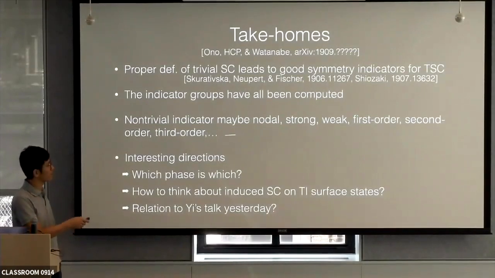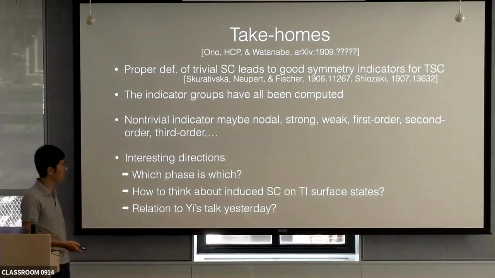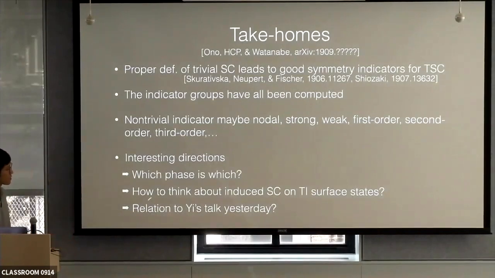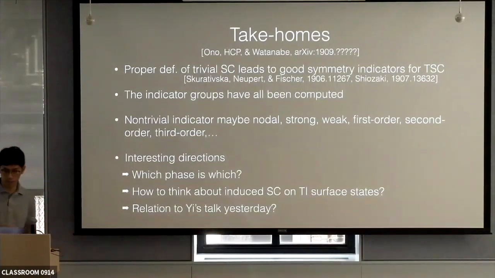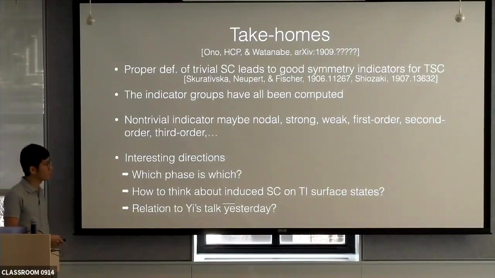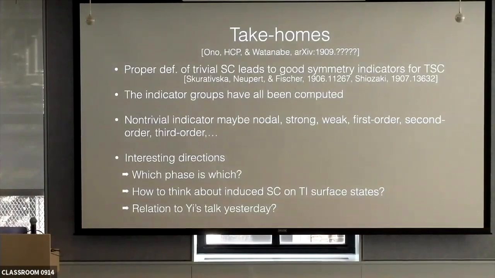And the list may not be exhaustive, because there's something new that we just didn't realize yet. There are some interesting directions, an obvious one being which phase is which, because the symmetry indicator is some answer. We need to do some additional analysis. I also find it interesting to ask what happens if you analyze the anomalous surface states and induce superconductivity. And lastly, there's probably some relation to yesterday's talk about these bi-semimetals and superconductors being necessarily nodal. My belief is that you can actually see this from the symmetry indicators that you work out. And that's it. Thanks.